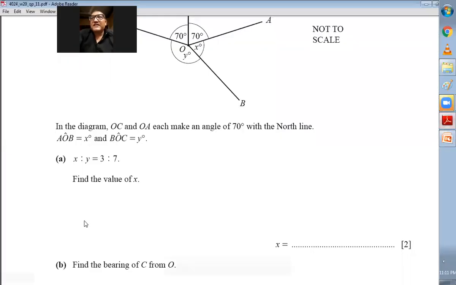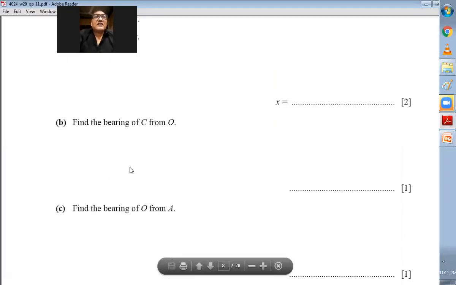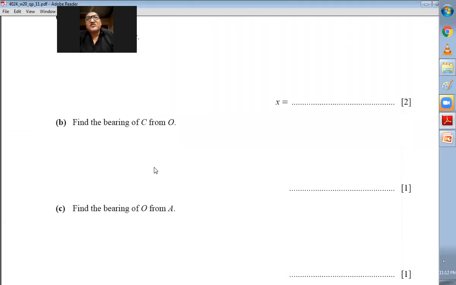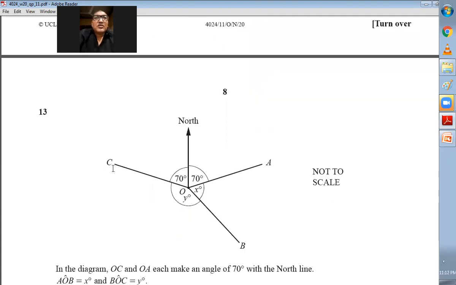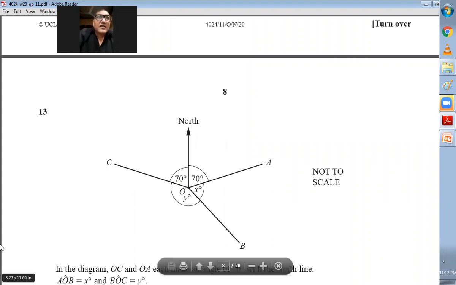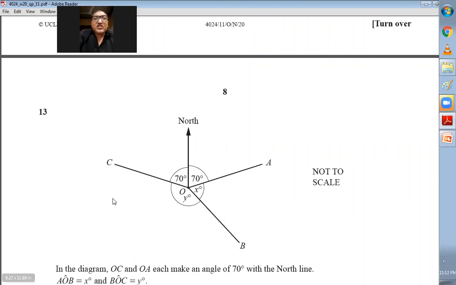What's the next part saying? The next part is: find the bearing of C from O. First question, find the bearing of C from O. So the C is here, the O is here. He wants you to find the bearing of C from O. From O means on the O you put a north, and from that north move clockwise, come to that line. I've done this on a paper.